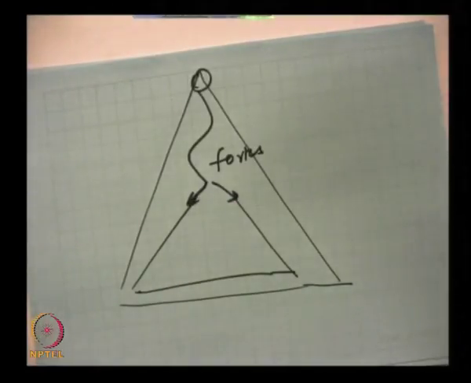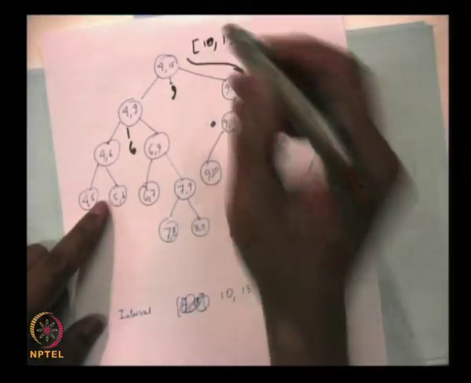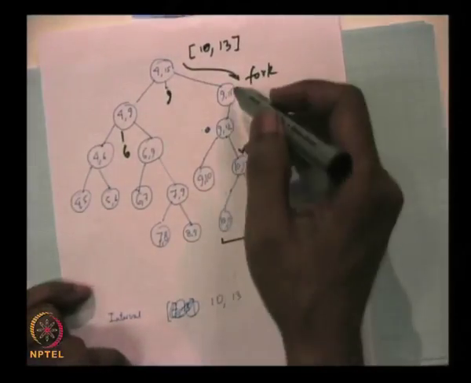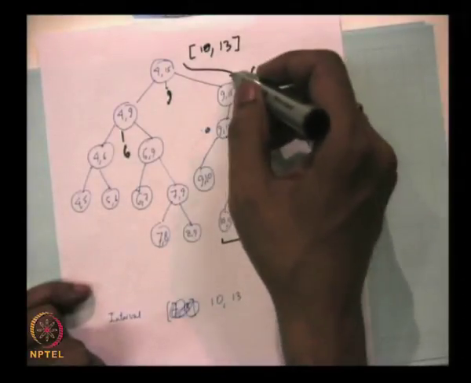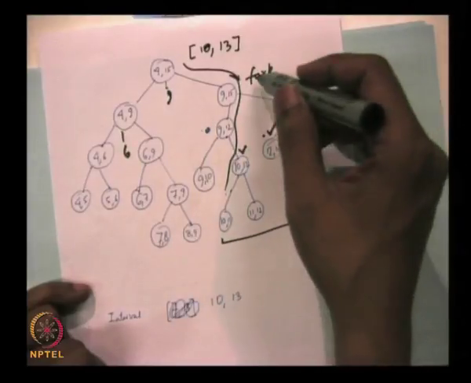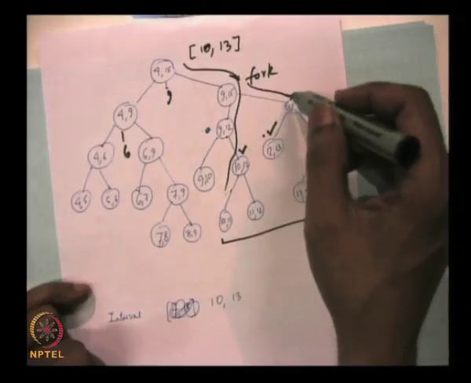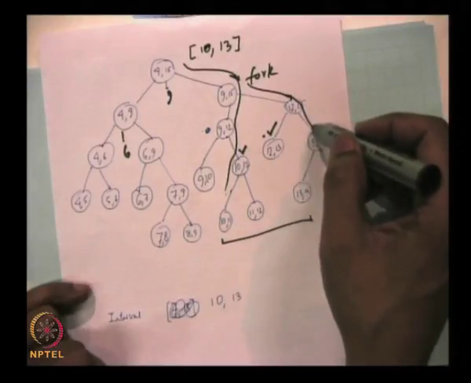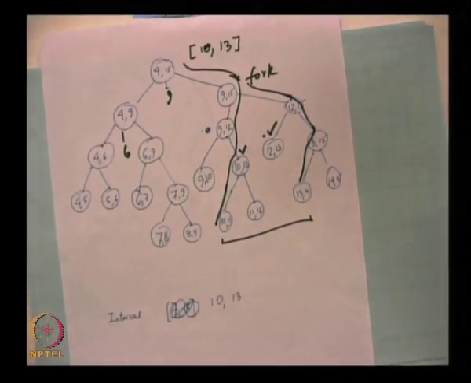So, for each interval, you look at the left endpoint and the right endpoint of the interval. You just try to find where 10 lies, and 10 will take you basically like this, and 13 will take you something like this. So, these two endpoints will trace this kind of path in this tree.